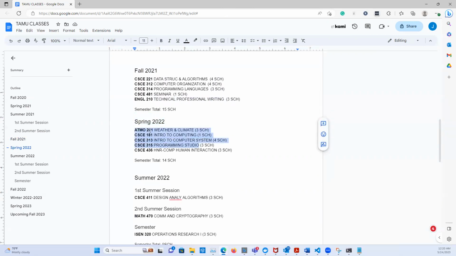So the first class over here is ATMO 201. This is the elective science credit that I took for computer science. And so here you learn about the weather. I did take this course asynchronously, and the exams were open note, but they were monitored by the Respondus lockdown browser. But I would say the questions were pretty easy. There were a couple of calculation questions, I think, but I don't think you needed a calculator for that.